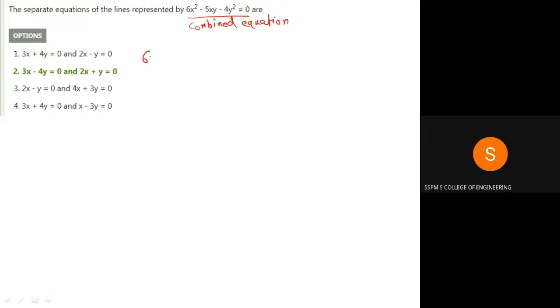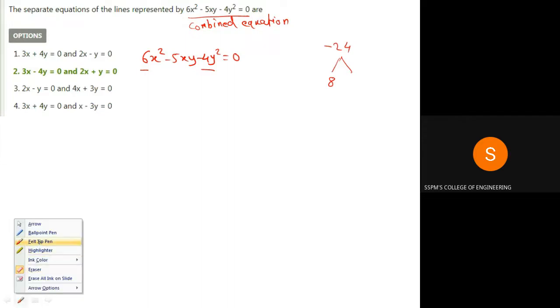How do we find it? First, we will write 6x square minus 5xy minus 4y square is equal to 0. Now you must have solved quadratic equations. This is not a quadratic equation, but you can solve it similarly to how you used to solve quadratic equations. So this is 6 and this is minus 4. What is the product of 6 and minus 4? It is minus 24, and you have to find the factors of minus 24 so that they either add up to minus 5 or their difference is minus 5. What are the factors there? 8 and 3. 8 and 3 are the factors.